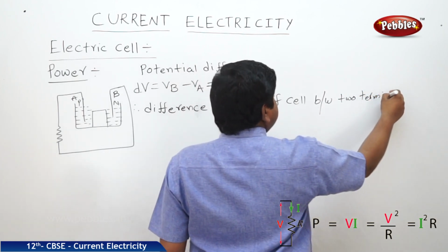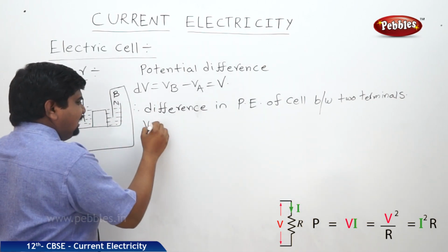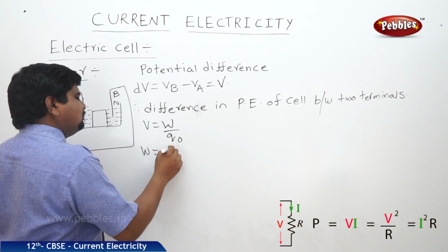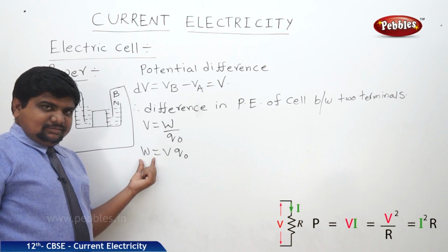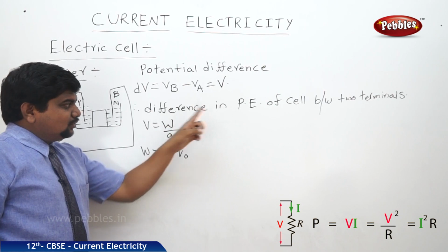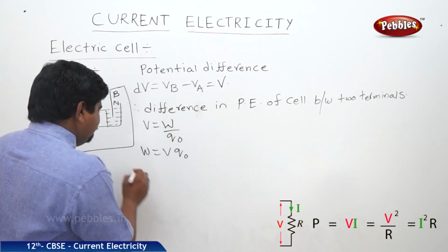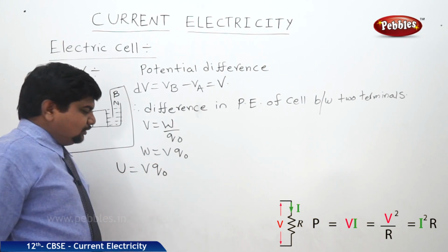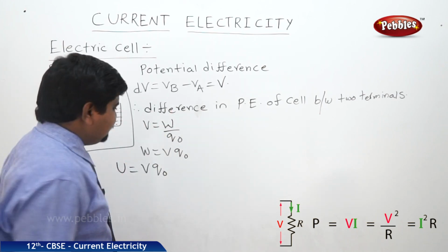We know that V is equal to W by Q naught. From this we can write W is equal to VQ naught. Work done to keep the charged particles in steady position or rest position is stored in the form of potential energy. That means we can write W as U. That U, the potential energy, is equal to VQ naught. Let us write Q naught as capital Q, and V as VB minus VA.